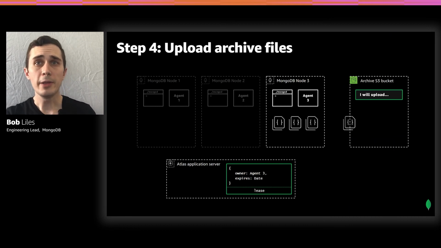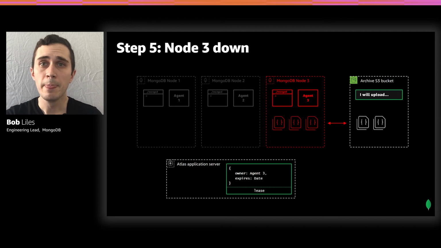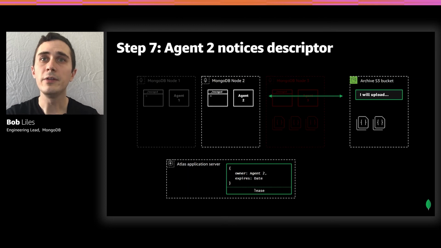Recovery begins when another agent in the cluster notices that the lease for agent 3 was not renewed. It then claims the lease for itself and begins to run the archive operation. At the beginning of its operation, this new agent notices that the descriptor is still present in the archive S3 bucket. This indicates to this agent that there was a failure at some point in the previous run, since the descriptor is deleted at the close of a successful operation.